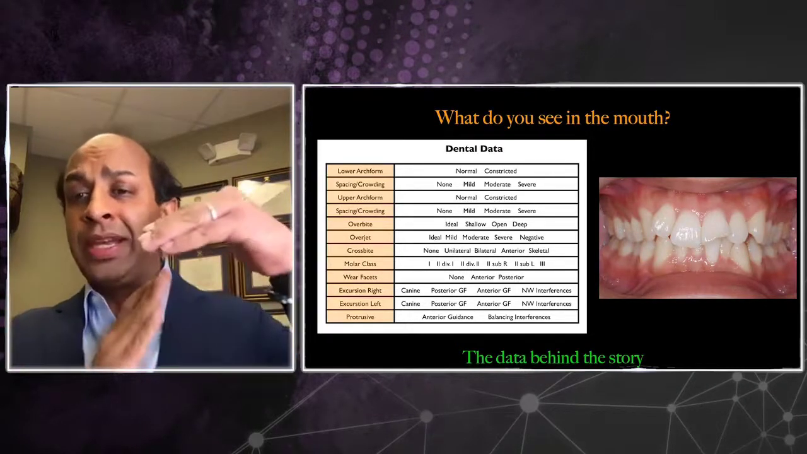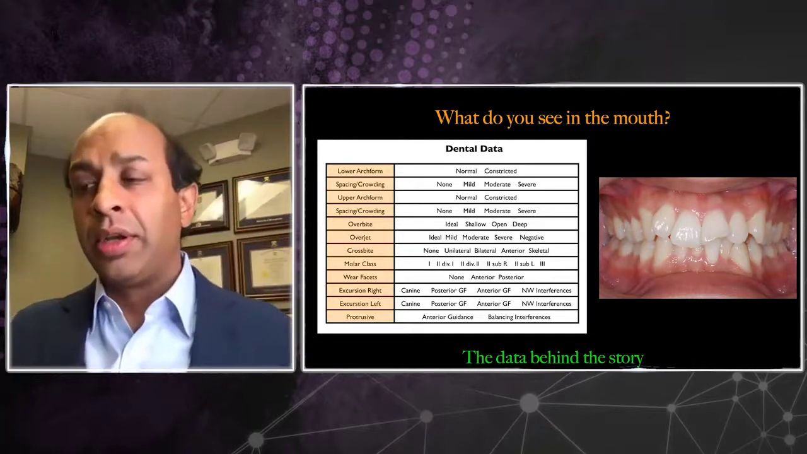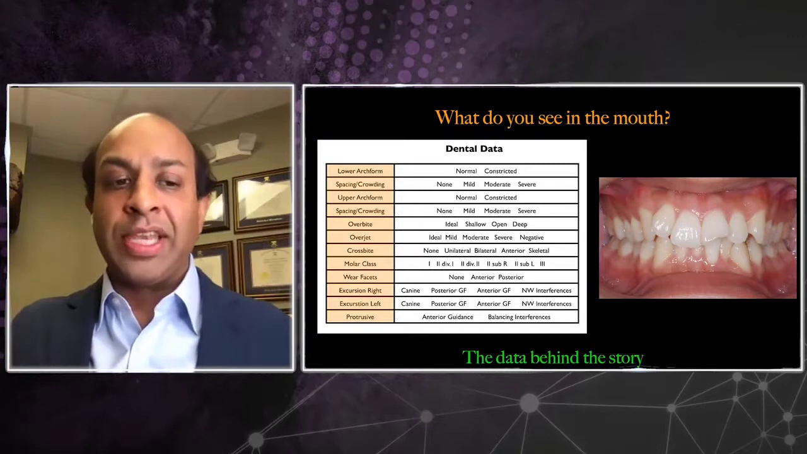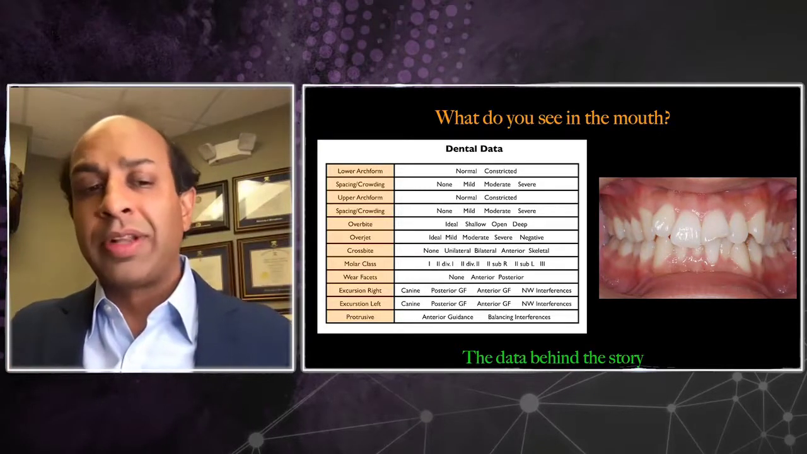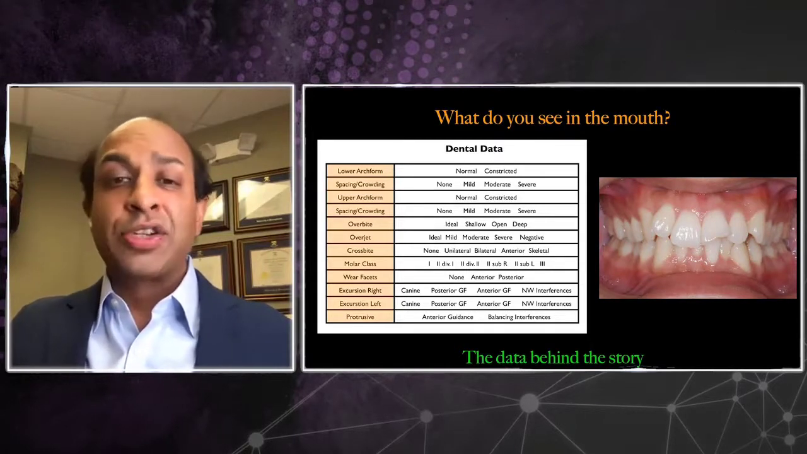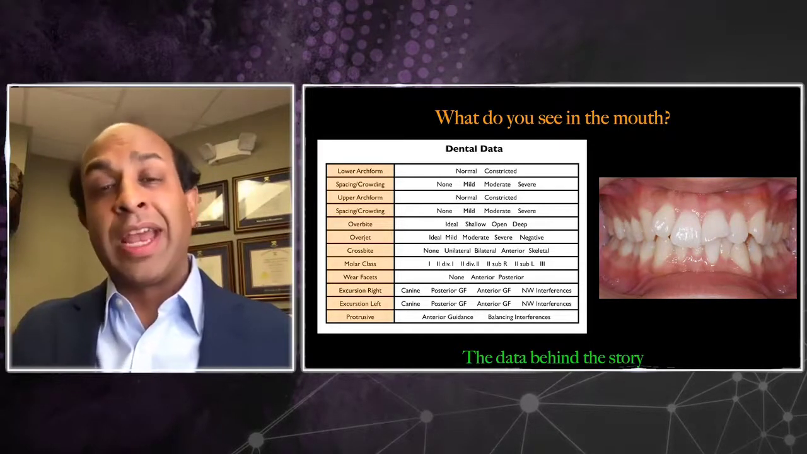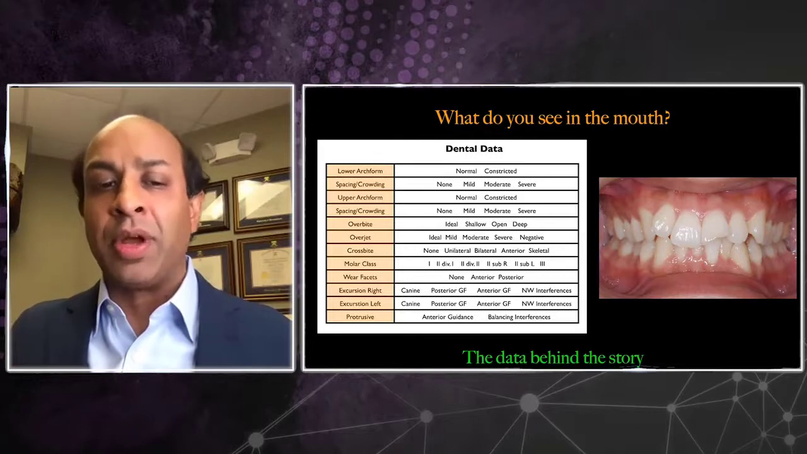How do the maxillary and the mandibular arches relate to each other? What is the overbite? What is the overjet? Are there cross bites that are present? What is the molar classification? Is there wear on the teeth? What are the excursive patterns? Because we can have a smile that looks great, but if it cannot function great, it's not something that's going to be viable long term.